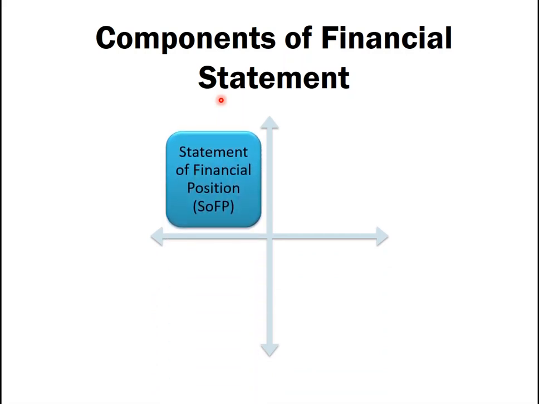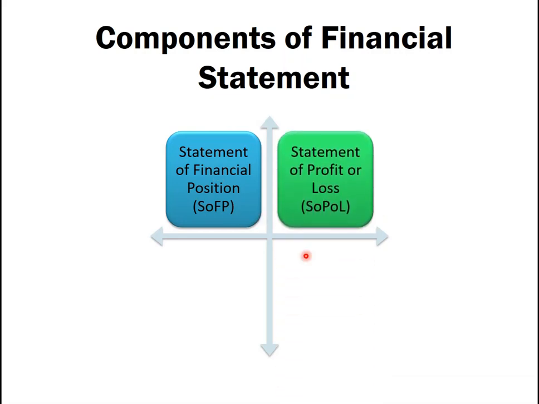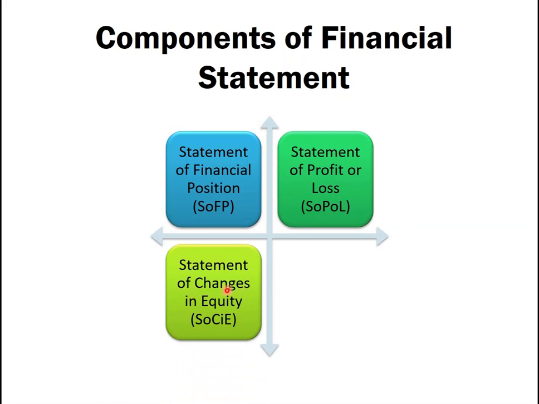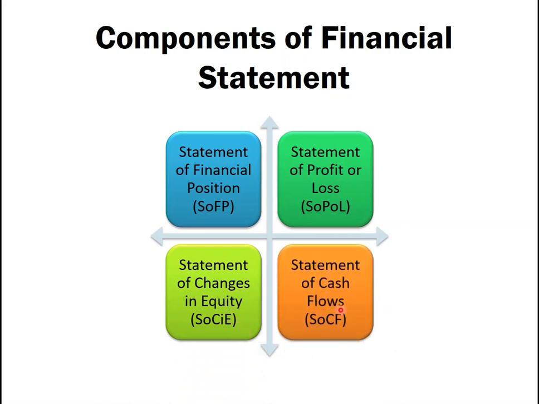Next is components of financial statement. Basically, there are 4 components. The first one is statement of financial position. Next is statement of profit or loss. Next is statement of changes in equity. And lastly, statement of cash flow.